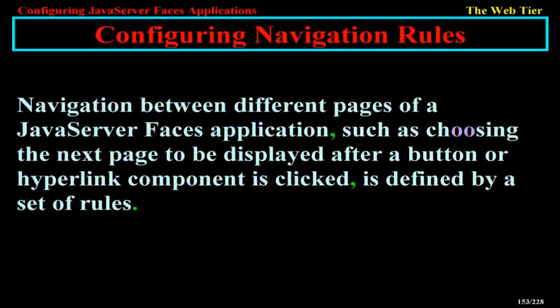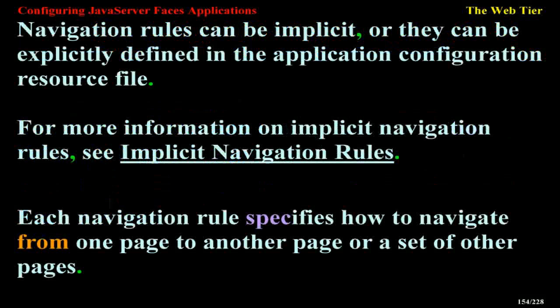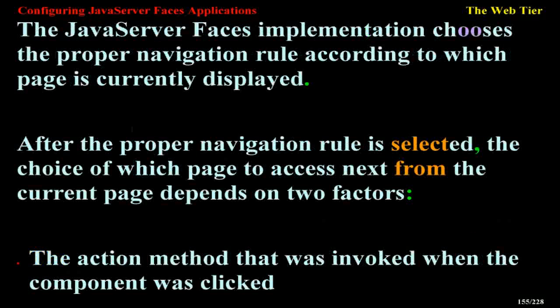Navigation between different pages of a JavaServer Faces application, such as choosing the next page to be displayed after a button or hyperlink component is clicked, is defined by a set of rules. Navigation rules can be implicit, or they can be explicitly defined in the application configuration resource file. For more information on implicit navigation rules, see Implicit Navigation Rules. Each navigation rule specifies how to navigate from one page to another page or a set of other pages. The JavaServer Faces implementation chooses the proper navigation rule according to which page is currently displayed.